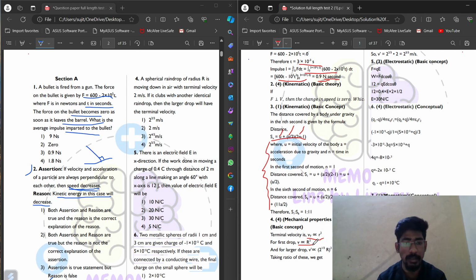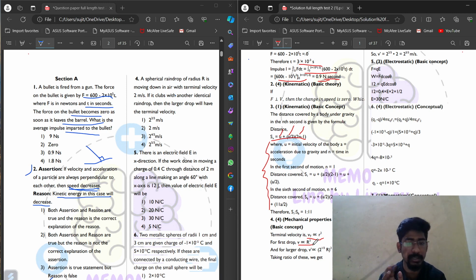That means v and the radius of the particle are directly proportional to each other. That means the terminal velocity is directly proportional to the square of the radius of the particle, right? Whenever you club two particles, that means the radius will change, right?